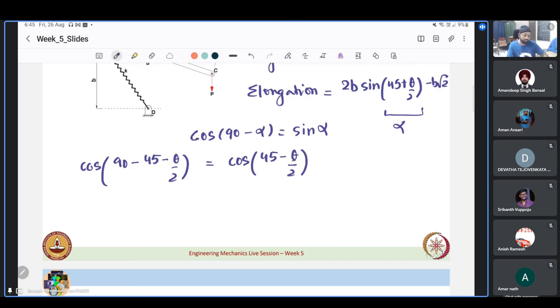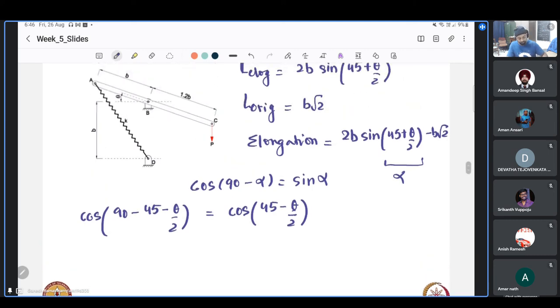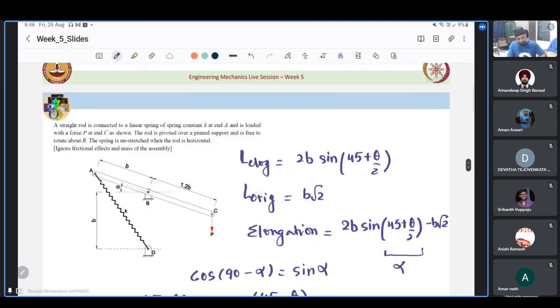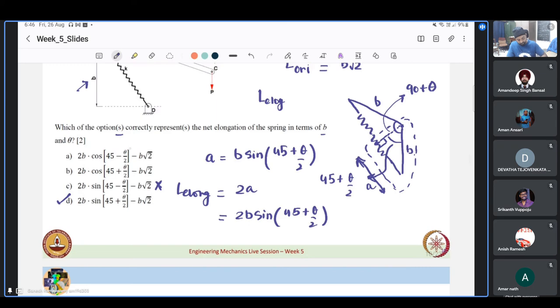So the message here is that sine of 45 plus theta by 2 is the same as cos of 45 minus theta by 2. Do we have any option such as cos(45 minus theta by 2) minus b root 2? We can see that A also represents the same thing in terms of the same angle but using cosine instead of sine. So we can see that these two are the correct choices that we can make.